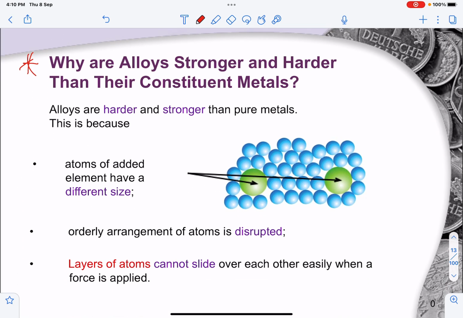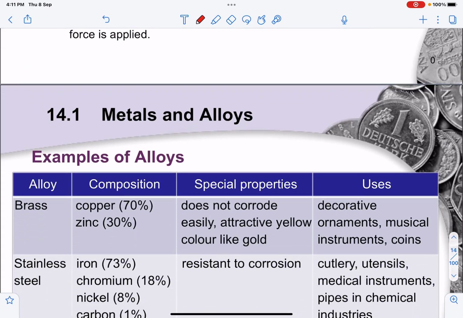So how then in a structural form it's made is that an alloy is generally harder and stronger than pure metals, as atoms of different elements will have different sizes. In this case, when you look at brass, they are made of two different types of metal. They tend to be inserted into the arrangement, and this will disrupt the orderly arrangement of the atoms. This disruption will then cause the layers of atoms not to be able to slide over each other easily when you apply a force. Hence, it makes it very hard and strong.